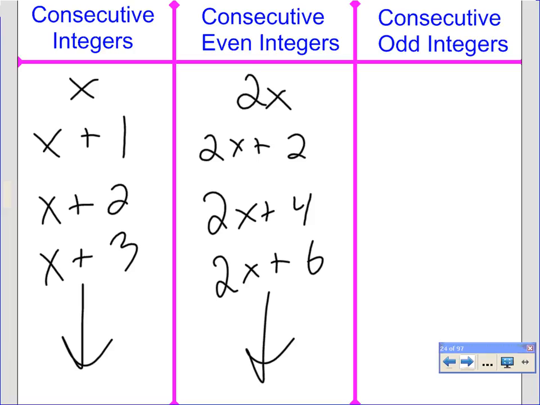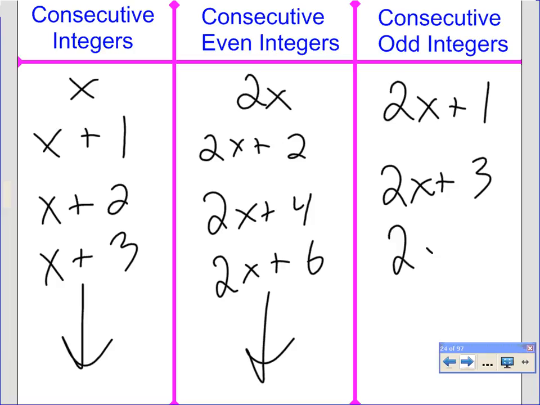Okay, consecutive odd. Someone new here that hasn't answered in a while. Go ahead, Will. Good job. So 2x plus 1, 2x plus 3, 2x plus 5, 2x plus 7. We could keep going if we had to, but that's enough. If you know how to set them up, these problems will be easy. Okay, any questions on that? Just figured I should review that one more time with you.